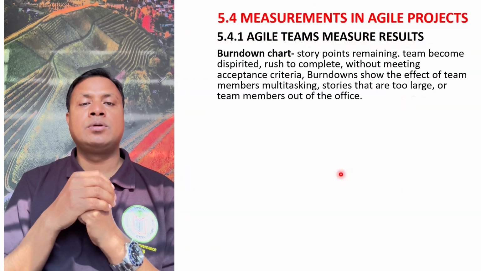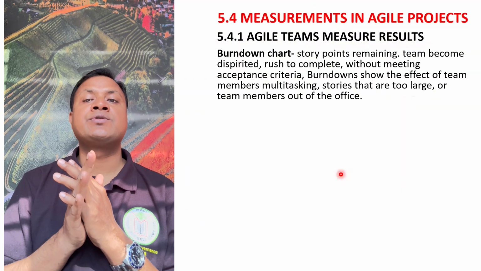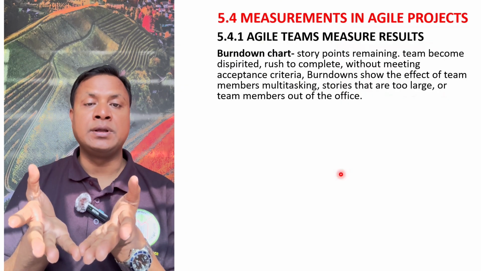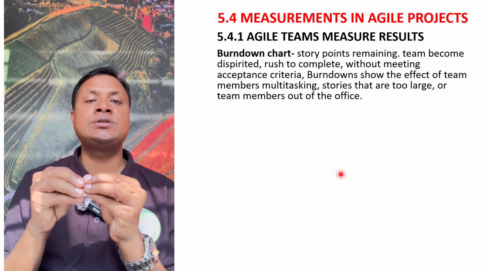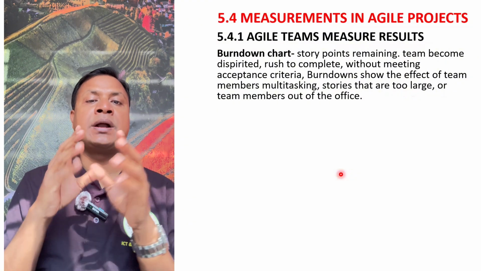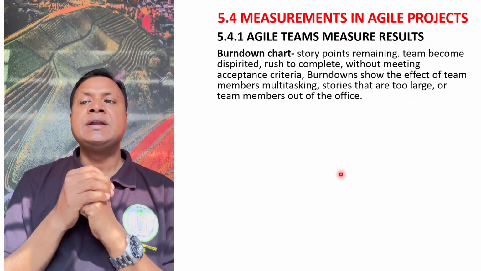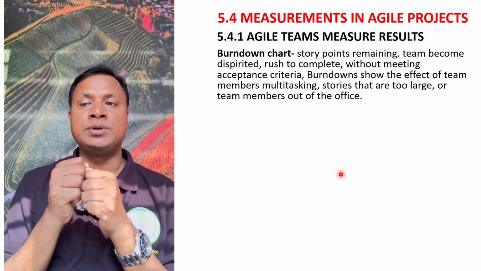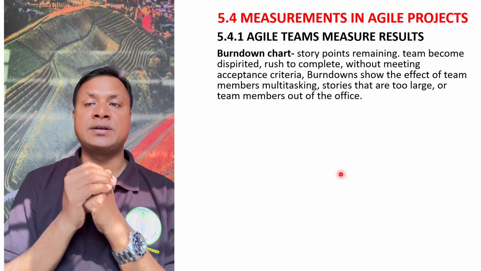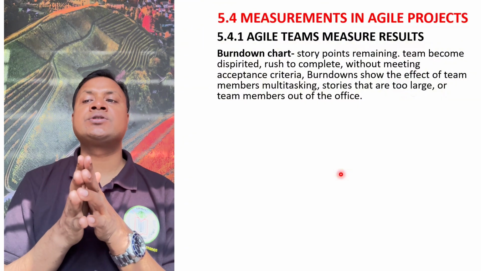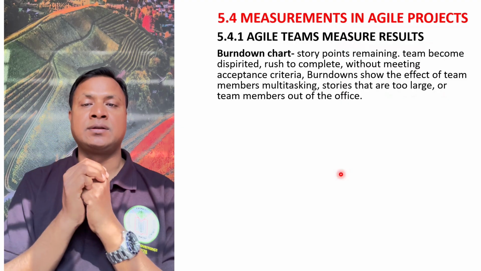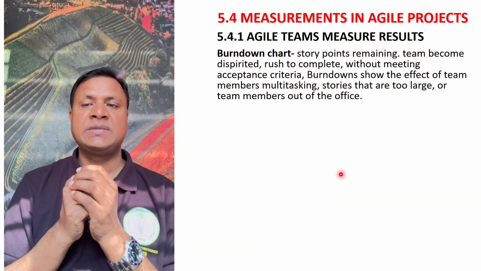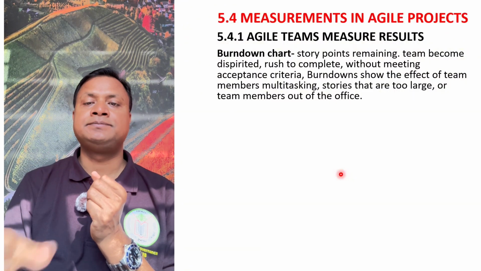There are some more options too, for example, the burn down chart. A burn down chart shows the story points remaining, how much you still have to complete. Team members become dispirited and rush to complete because they are behind, sometimes without meeting acceptance criteria. So burn down shows the effect of team members multitasking, stories that are too large, or team members out of the office.